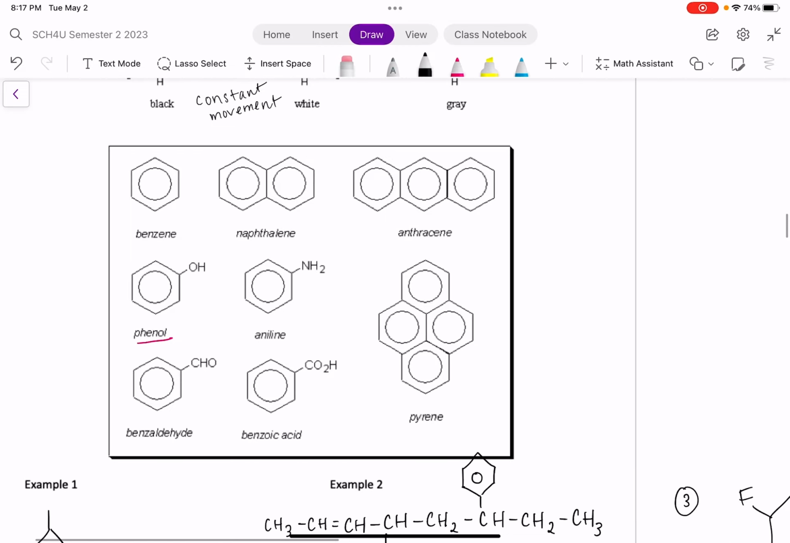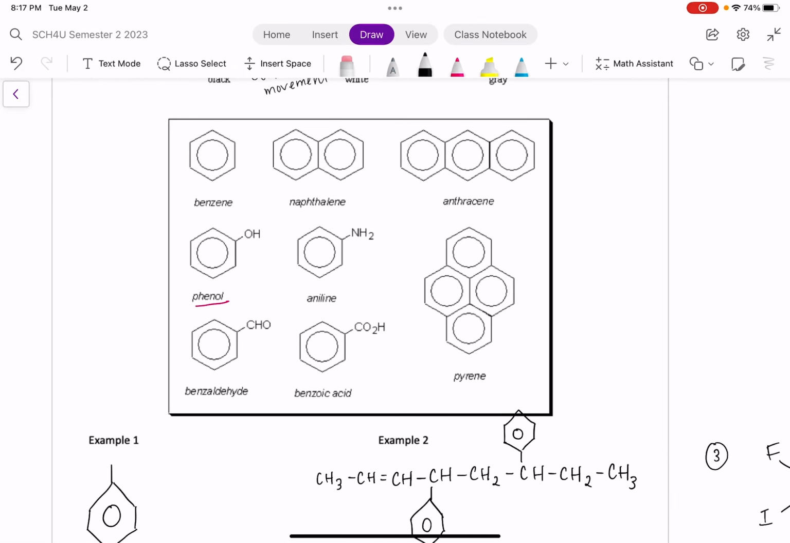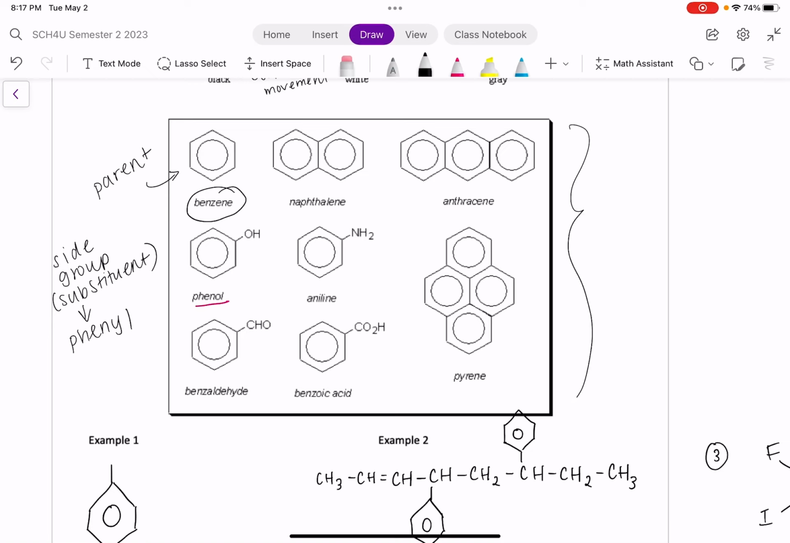So here's some common compounds with the benzene ring. You'll notice that when we're naming, if it takes priority and it is the parent, we refer to it as benzene. But if it's a side group or a substituent, it is known as a phenyl. Okay, here's some other common molecules that contain benzene. One that you'll see quite often is phenol, and it's pretty much a benzene ring with a hydroxyl group or an alcohol attached to it.